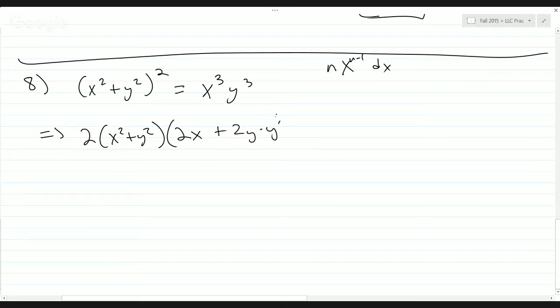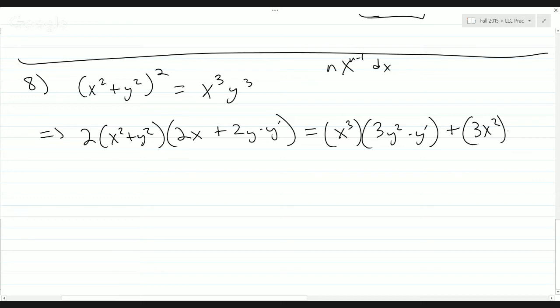All right? The reason we have a y prime is because we're differentiating with respect to dx. Otherwise, if it was with y, the derivative of y would be 1, and the derivative of x would be x prime. Did that make sense? So all of this is equal to the derivative of the right side. What rule do we use now? The product rule. So we can do x cubed times 3y squared times y prime plus 3x squared times y cubed.